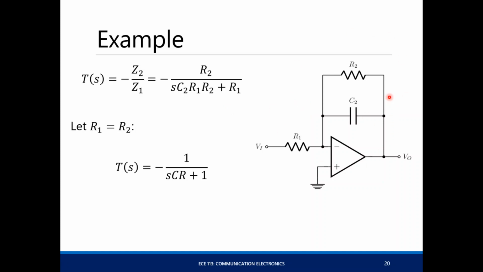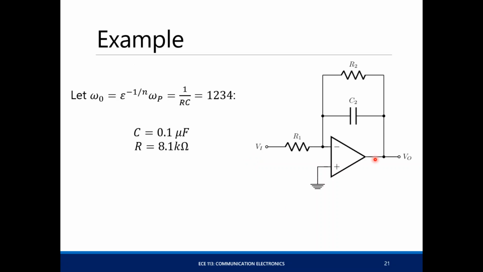Since this is an inverting filter, you get a transfer function that looks like this. And you let these resistors be equal. So you have this equation for your transfer function, which is reminiscent of your RC filter transfer function. In this way, we made it such that the input impedance is high and the output impedance is low.